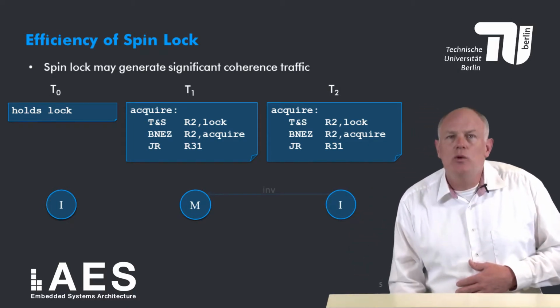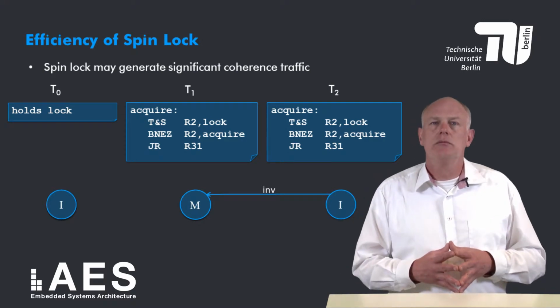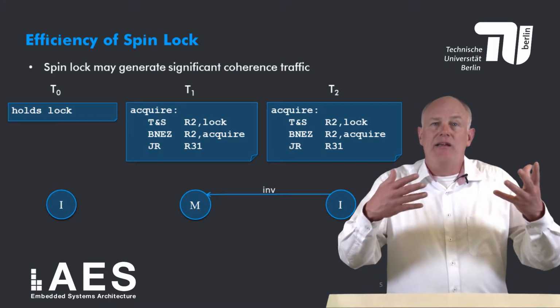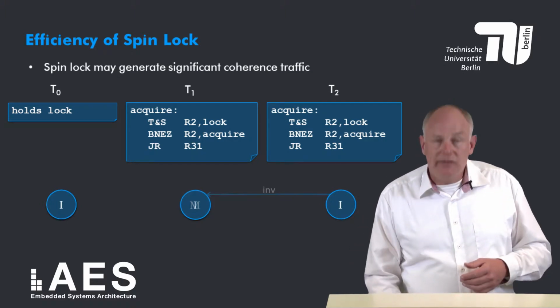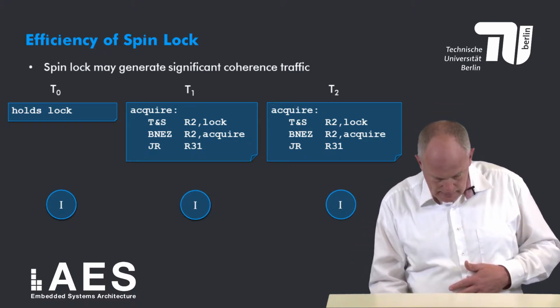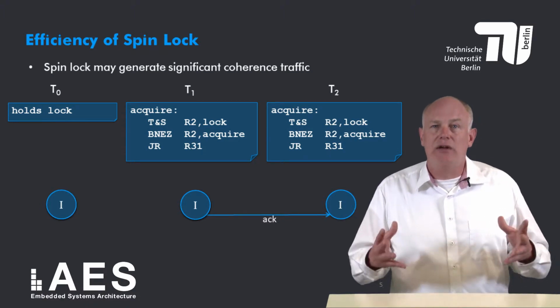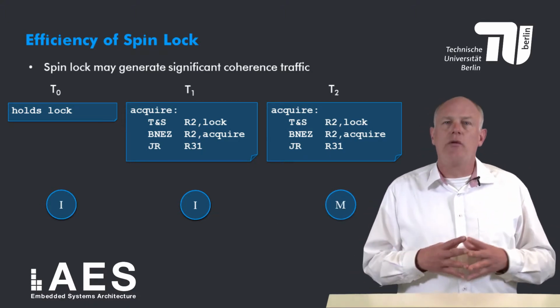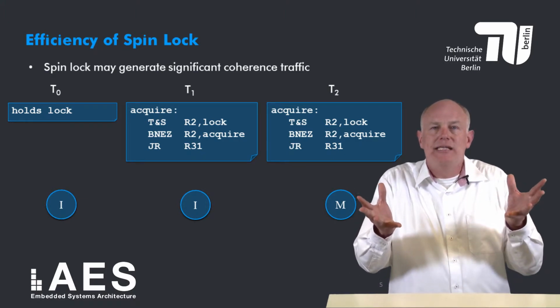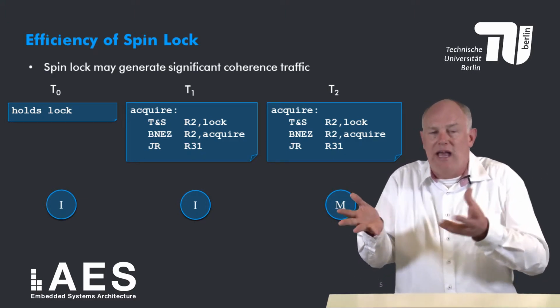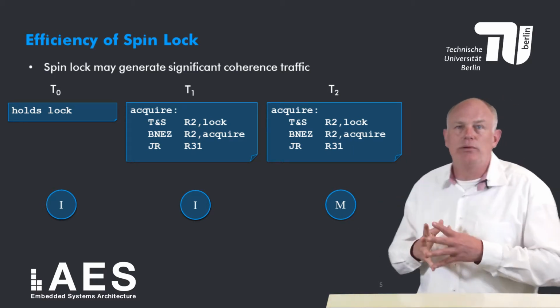Then thread T2 wants to acquire the lock. For that, it needs to invalidate the copy of T1. T1 invalidates its copy and acknowledges this back to thread T2, which now holds the block in state modified. But the lock is still being held by thread T0, so T2 also stays in its busy waiting loop.